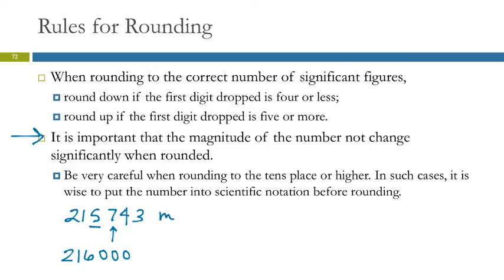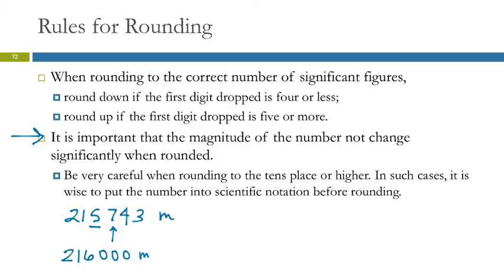So, because I'm rounding this to the nearest thousand, it's 216,000. I have to indicate that. Okay? So you can do it that way. A safer way is you recognize, ooh, I'm rounding over here. I need to be careful because I've screwed this up before. Put it in scientific notation.